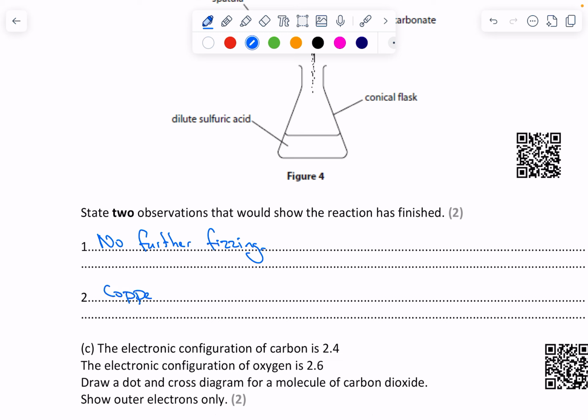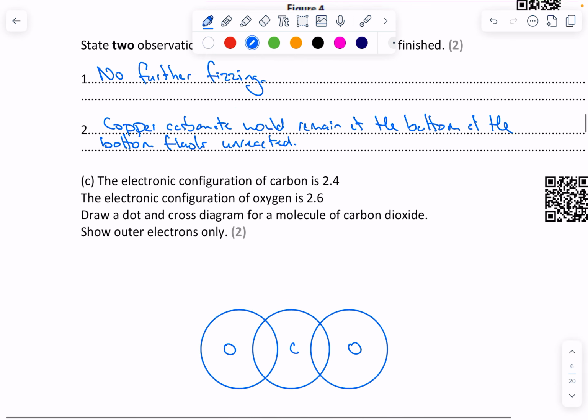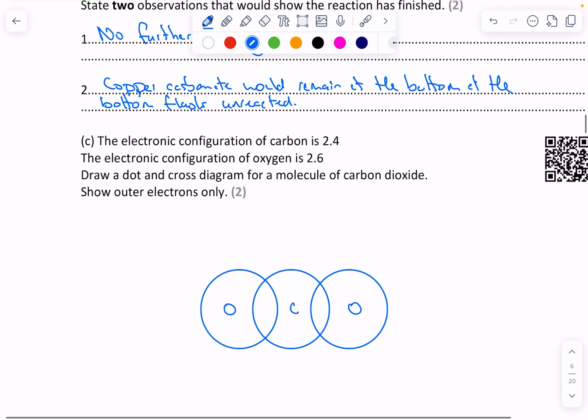The other thing you would see as well is that the copper carbonate would remain at the bottom of the flask, unreacted. So it's insoluble, we drop it in, and it wouldn't react anymore, and therefore remains at the bottom of the flask, unreacted.